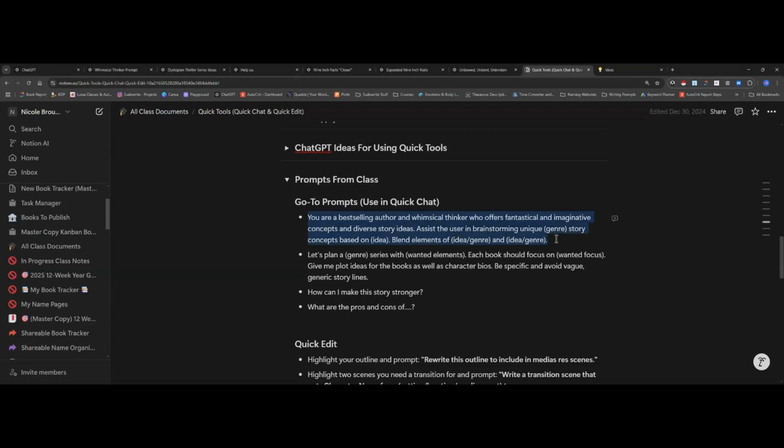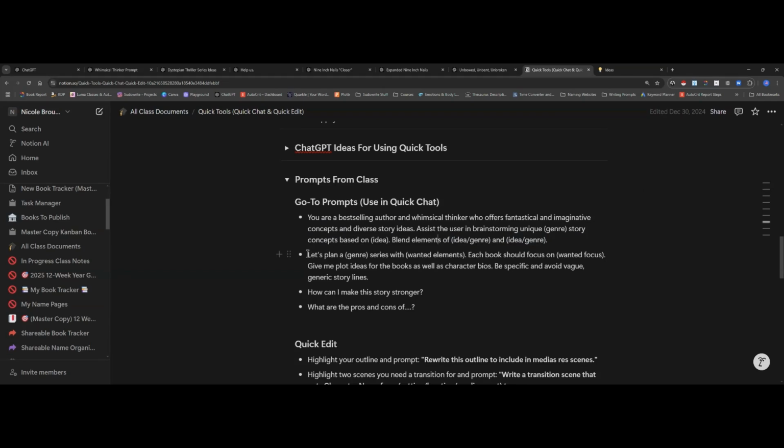In this one, you are a best-selling author and whimsical thinker who offers fantastical and imaginative concepts and diverse story ideas. Assist the user in brainstorming unique genre, whatever genre you want, you would put it here. Story concepts based on any ideas you have, you would put it right here. And then I love this little one. So you can actually blend some different genres or ideas that you have, mix and match.